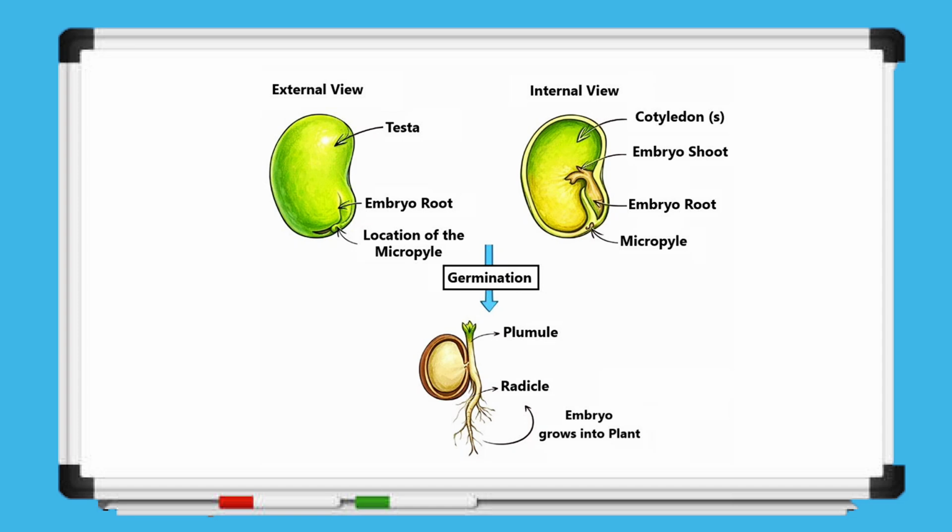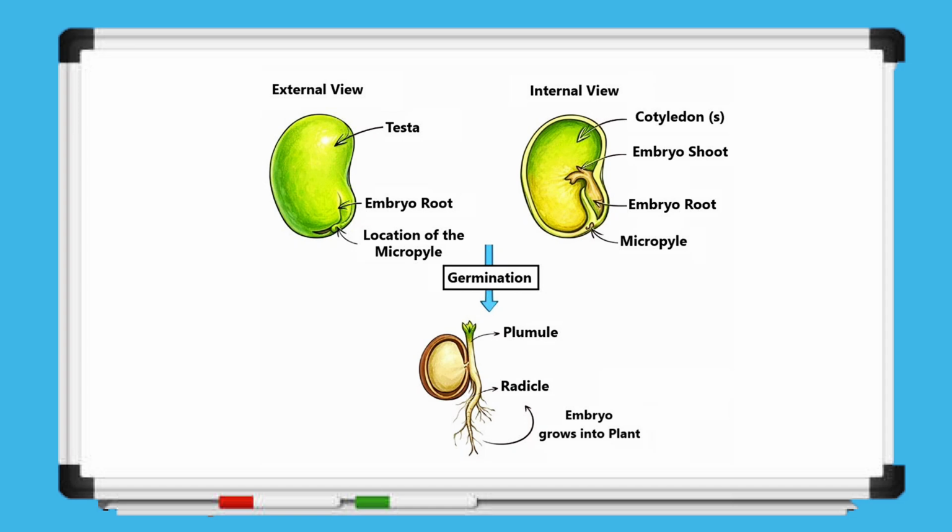In the internal view, the main structures visible are the cotyledons and the embryo. The cotyledons, also known as seed leaves, store food such as starch, proteins, or fats that provide nutrients for the developing seedling until it can produce its own food. A seed may have one cotyledon in monocot plants or two cotyledons in dicot plants.